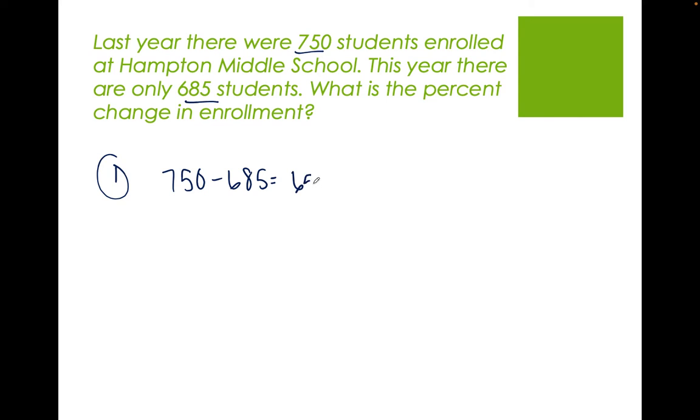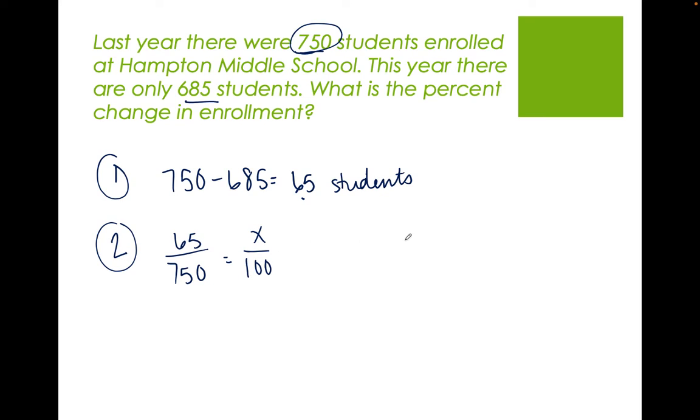This is a drop in 65 students, but I want to know what percent that is out of the original enrollment. So when we set up our problem, it's 65, and in this case, it's out of 750 because that's what it was last year. So when we say original, this is like chronological order. 750 is what it used to be. Now it's less than that by 65 students. So 65 out of 750 is approximately 8.7% decrease in student enrollment.